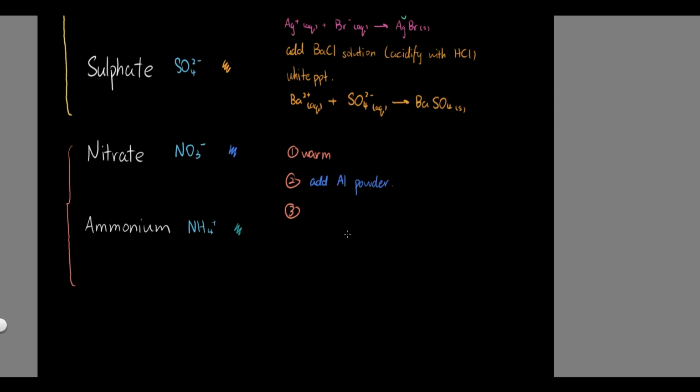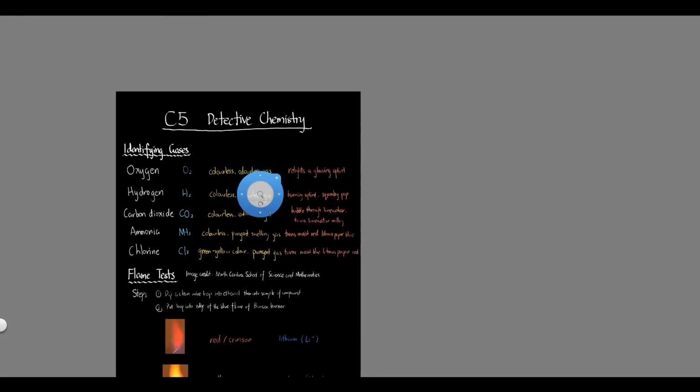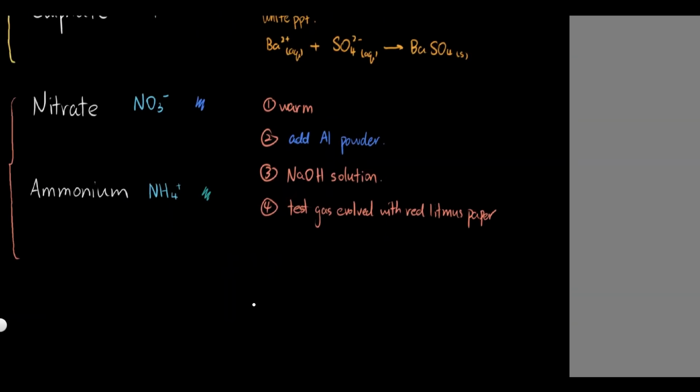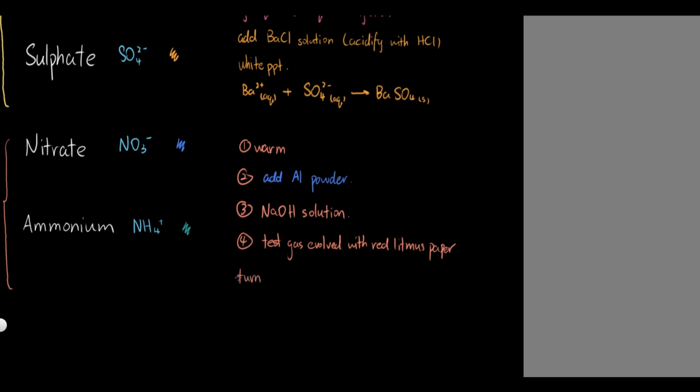So you will add aluminum powder only if it's nitrate, and you would add sodium hydroxide solution, and as you've warmed it, it would react quite fast, and you would test the gas evolved with red litmus paper. And as you might have guessed, if we look back to our identifying gases part, red litmus paper is used to test for ammonia. So it will turn moist red litmus paper blue. So that's why in here, test gas evolved with red litmus paper. It will turn red litmus paper blue.